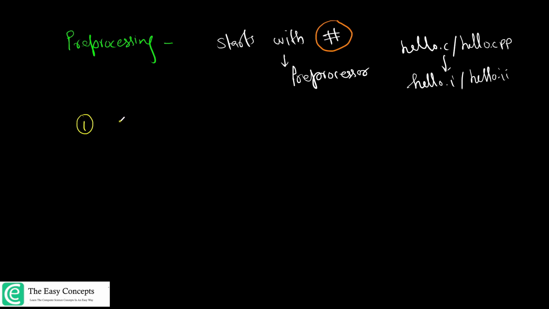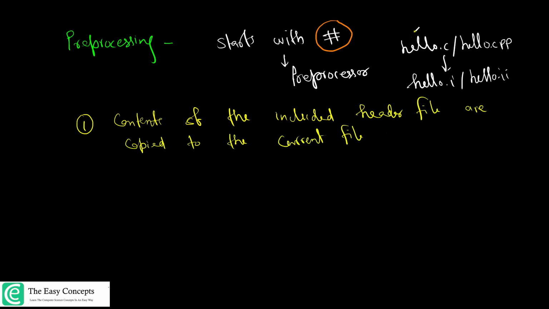So what is the first thing that is performed by the preprocessor? Contents of the included header file are copied to the current file. In our example, it is iostream, and the current file is hello.c, which becomes hello.i after that. There is one more thing. Let me tell you here.